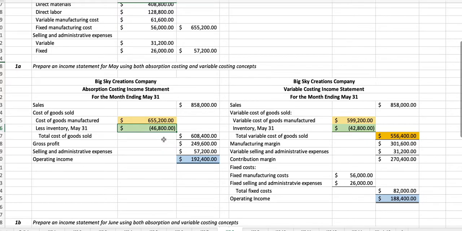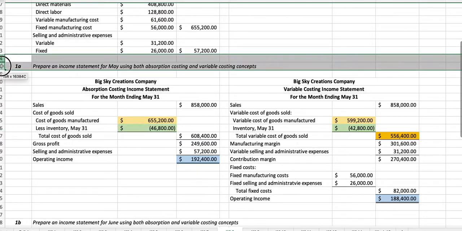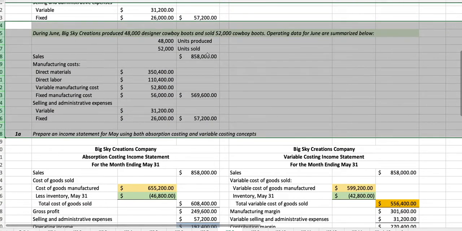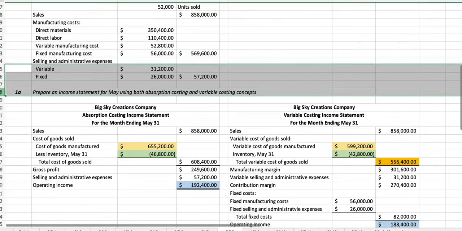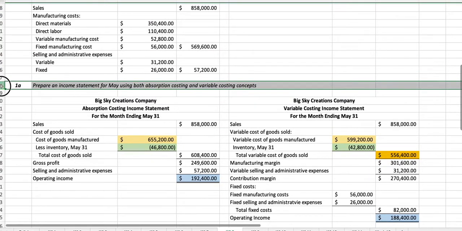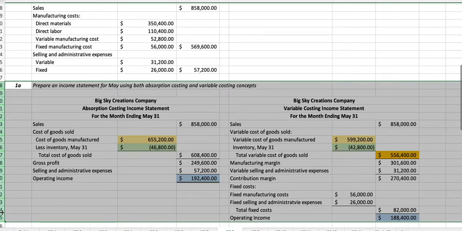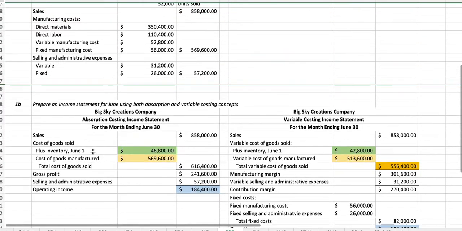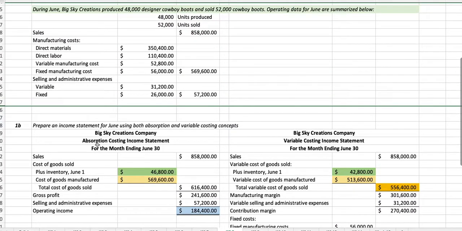All right, let's go on to the June statement and see how things are different when the scenario is flipped. So I'm going to open this up because we're going to be using the June data. I'm going to hide this for a moment. We'll come back to it. Okay, so now we are looking at June data. And as a reminder, we produced 48,000 units, and we sold 52,000 units. So again, we're just picking up that data.